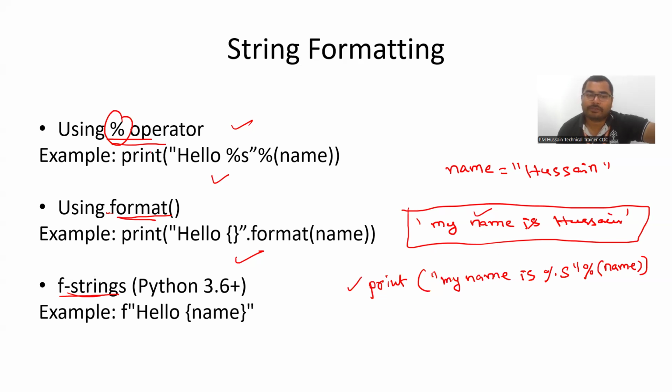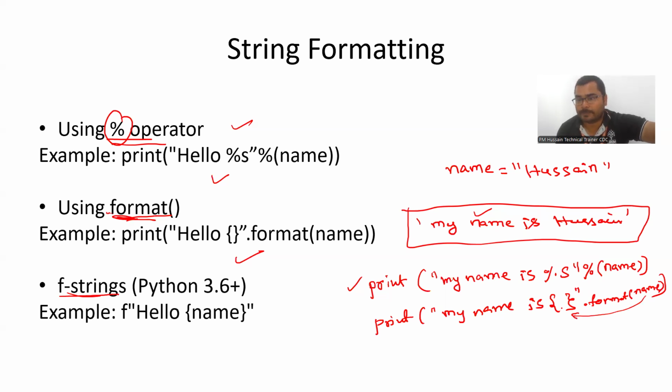This is one way. Another way is you can use the dot format method. Now in the dot format method, how can you print? Let us see. Print, same here, "my name is". Then you have to specify the curly braces. These curly braces are the placeholders. Then close the quotations. Then here you need to write dot format, and in parentheses you have to specify any number of variables. Name here I want. Now this name will be replaced in place of these curly braces. So now it will print, my name is Hussein again.